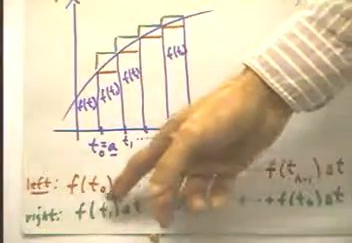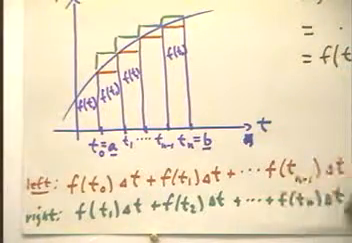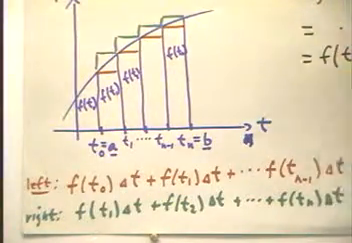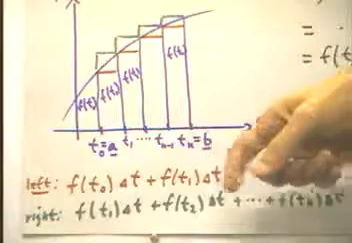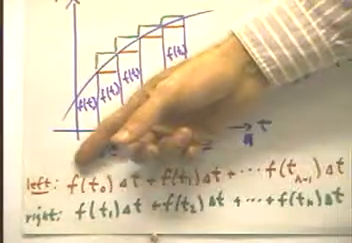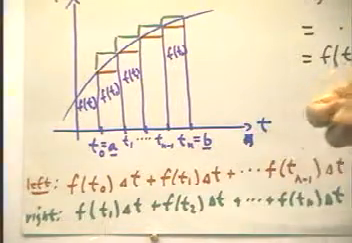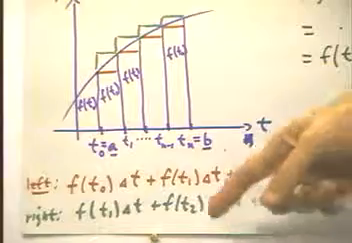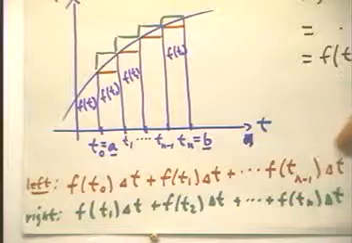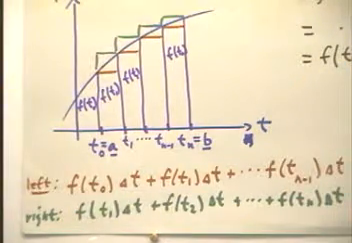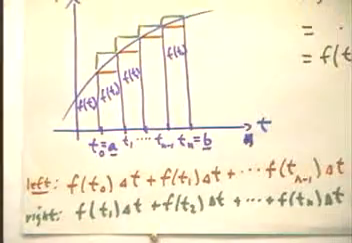All of the terms in the right hand sum occur in the left hand sum except for the last, the f of tn delta t. That doesn't occur. Similarly, every term in the left hand sum occurs in the right hand sum except for f of t sub 0. So if we subtract the left hand sum from the right, the f of t1 delta t's are going to cancel, the f of t2 delta t's are going to subtract off, giving us 0. Even up to f of tn minus 1 delta t is going to subtract off. And we're just going to be left with f of tn delta t minus f of t naught delta t.